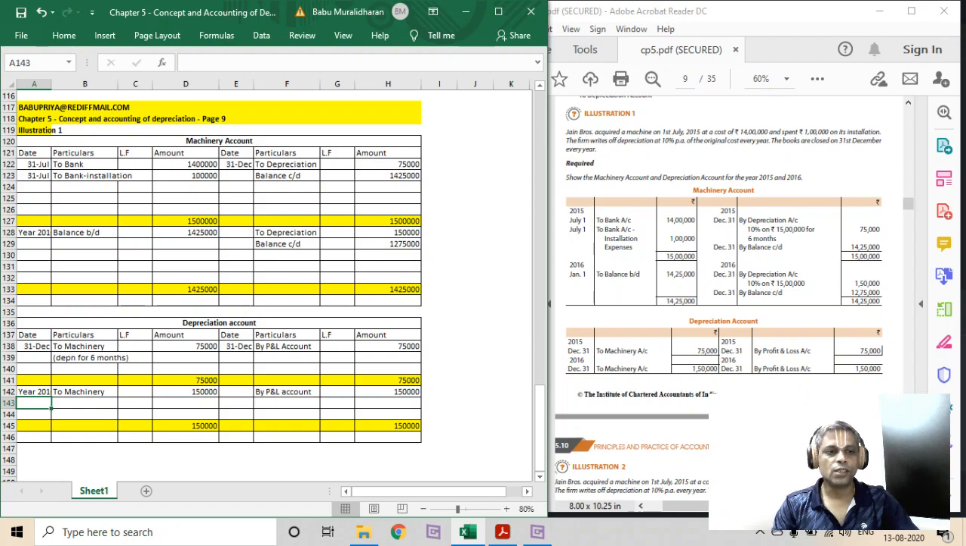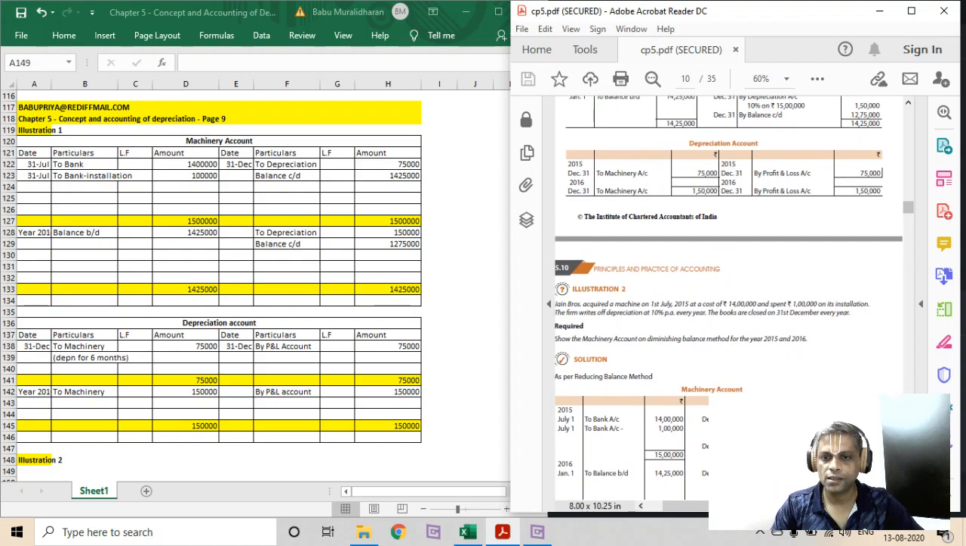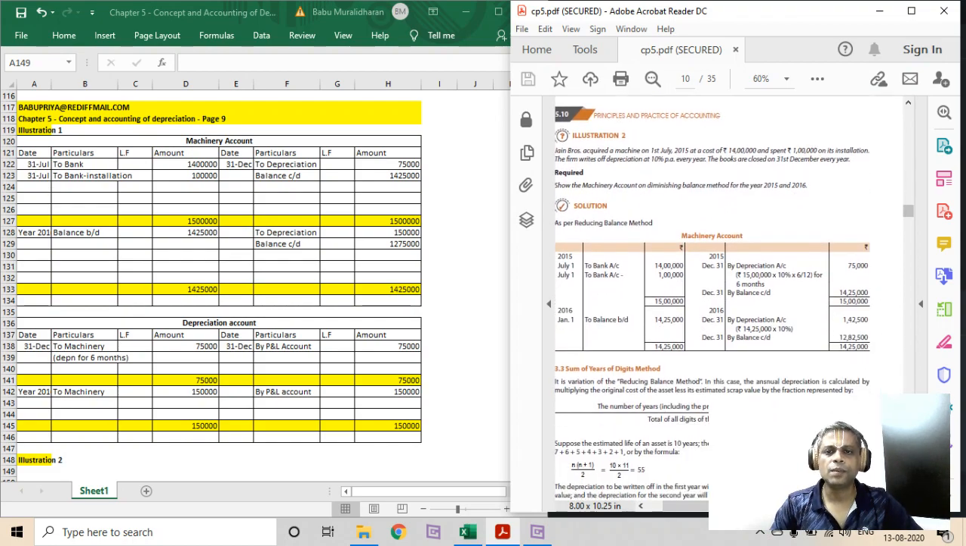Now let's move on to the next question, illustration 2. Let's try it out, the second one. The second question is the diminishing balance method. Let's try it based on the diminishing balance method.